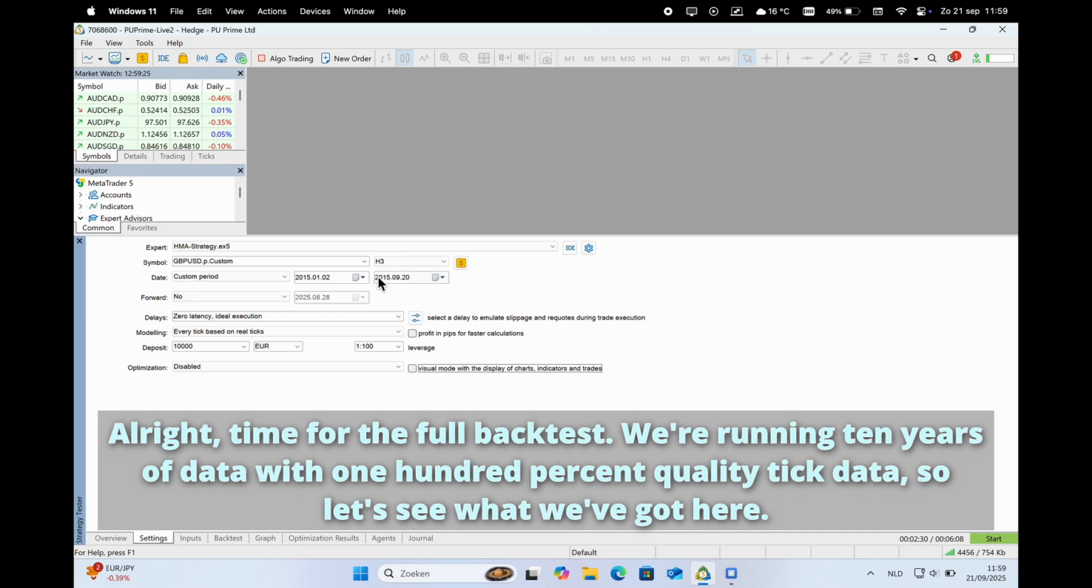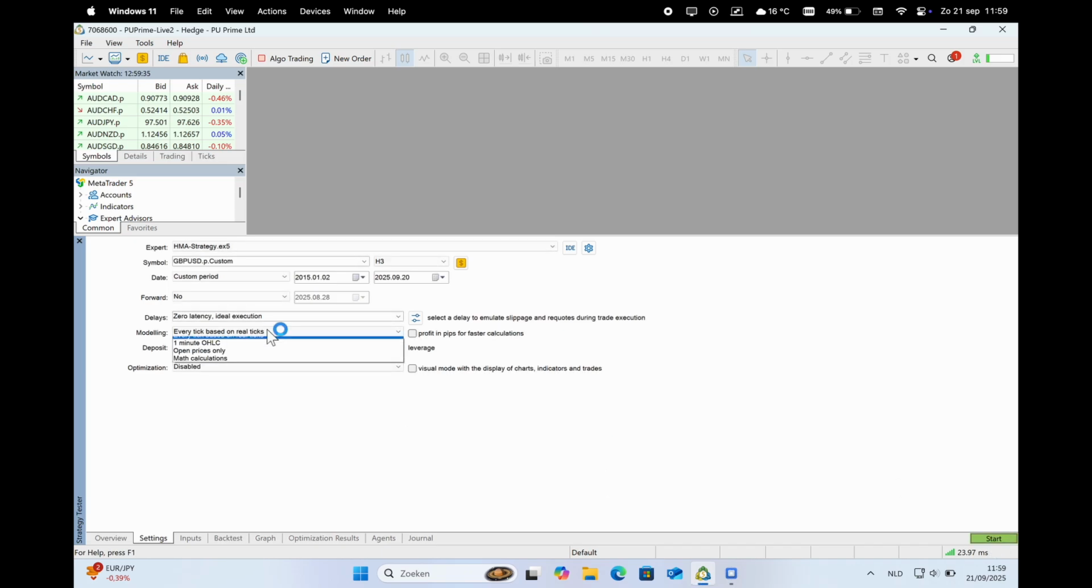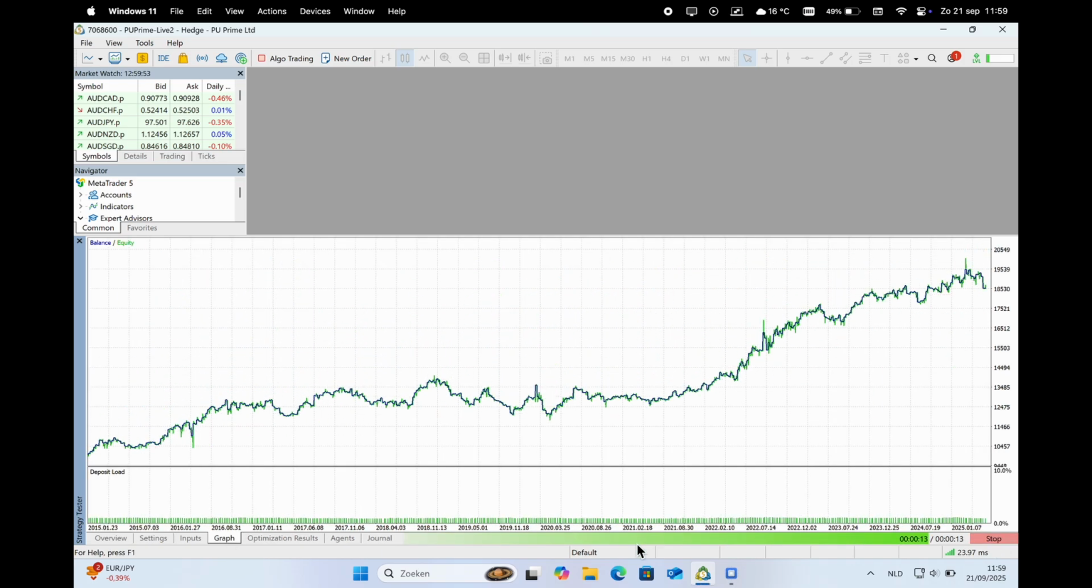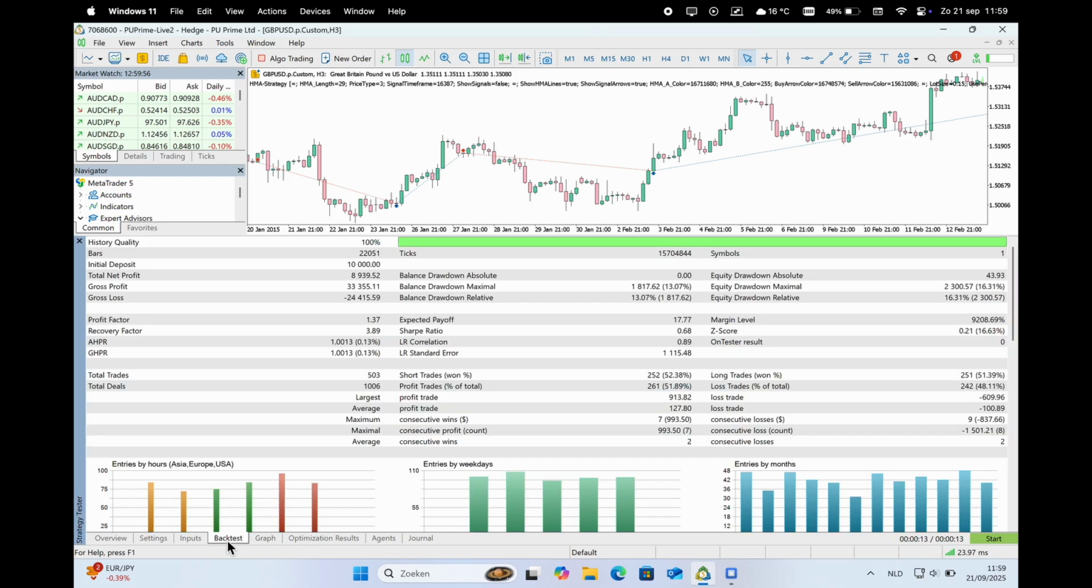Alright, time for the full backtest. We're running 10 years of data with 100% quality tick data, so let's see what we've got here. So here are our results. We started with $10,000 and generated $8,939, which is an 89% return from just a single automated strategy. Our maximum drawdown was 13.07% with a win rate of 51% over 503 trades.